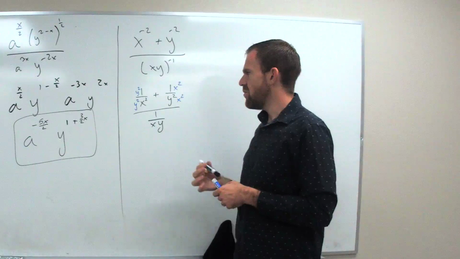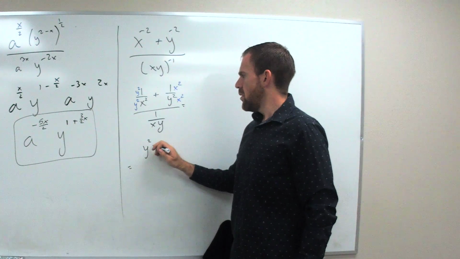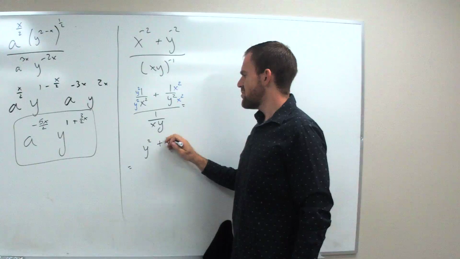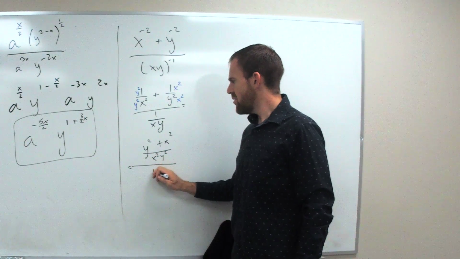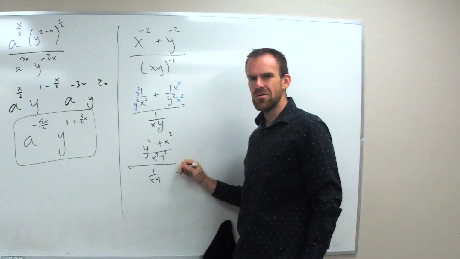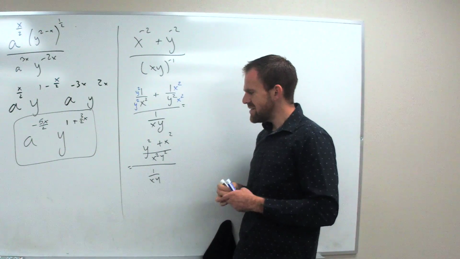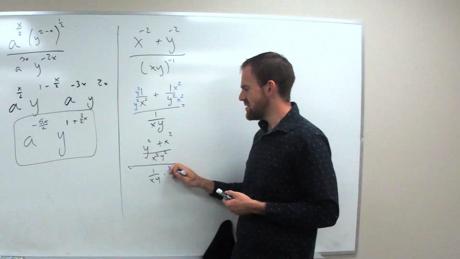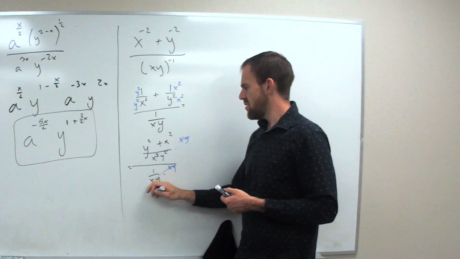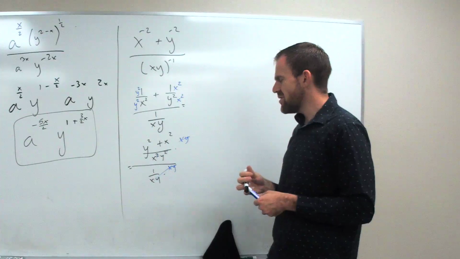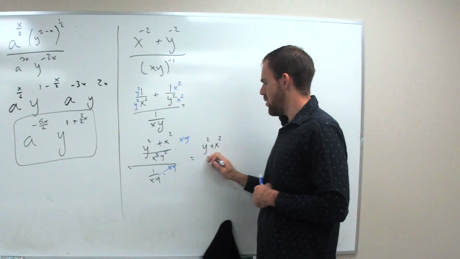And that gets me y squared plus x squared over x squared y squared, all over 1 over x y. Always make your middle one really long so that you know that that's the middle fraction mark. My last step is I'm going to multiply by x y on the top and bottom. Those cancel with those. And I'm left with y squared plus x squared over x y.